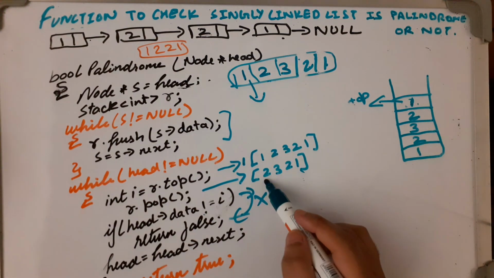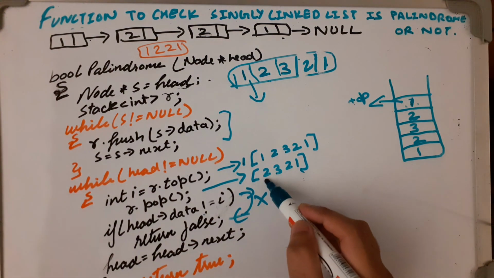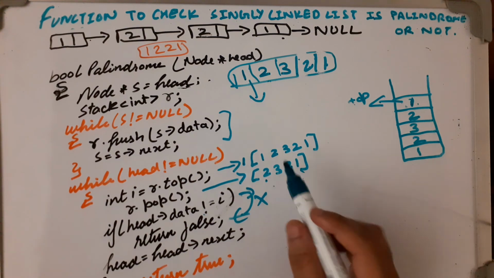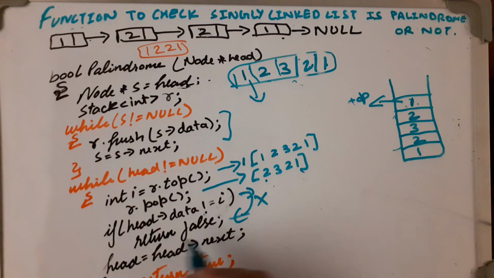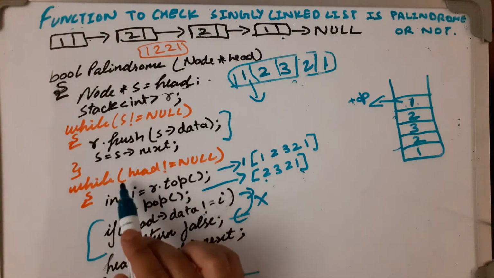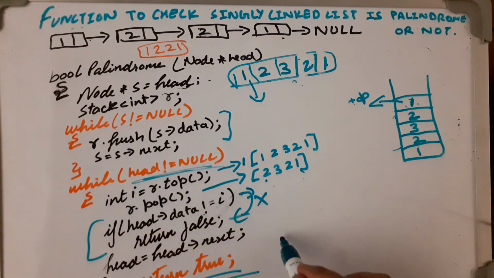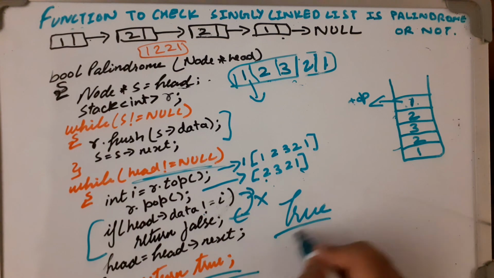Now we have a 2. When we check whether it is equal to 2 or not, it is equal to 2, then it will check for 3, then it will check for 2 and 1, and then it will return the true value, because if the condition is never true, then head will reach the last node and it will return true. Now guys, you know how to check whether a singly linked list is a palindrome or not.